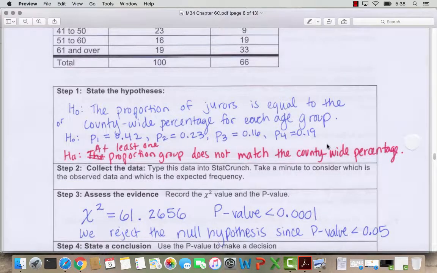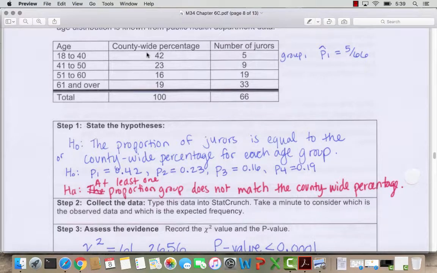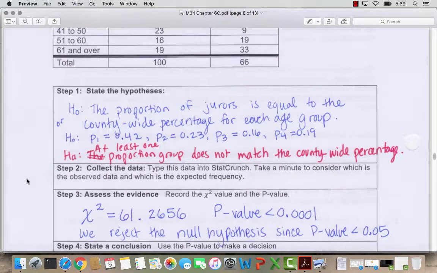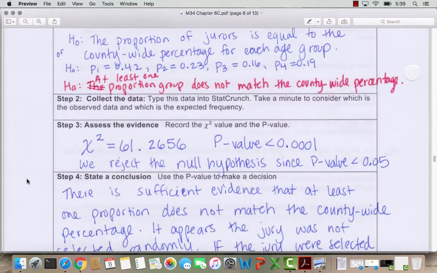So our null hypothesis could say the proportion of jurors is equal to the countywide percentages for each age group. Or we could say, all right, P1 should equal 0.42, right, because that's 42%. P2 should equal 0.23. P3 should equal 0.16, and P4 should equal 0.19. Then for our alternative hypothesis we say at least one of the proportion groups does not match the countywide percentages, right? It doesn't have to be that they're all different. It has to be that at least one is significantly different. So we're going to go into StatCrunch.